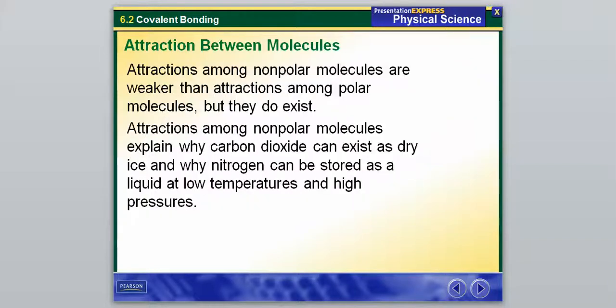And attractions among nonpolar molecules are weaker than attractions among polar molecules, but they do exist. Attractions among nonpolar molecules explain why CO2 can exist as dry ice and why nitrogen can be stored as a liquid at low temperatures and high pressures. So that is kind of wrapping it up for our covalent bonds. Again, we'll go over more of what these attractions actually mean in class. But that is actually it for section 2.